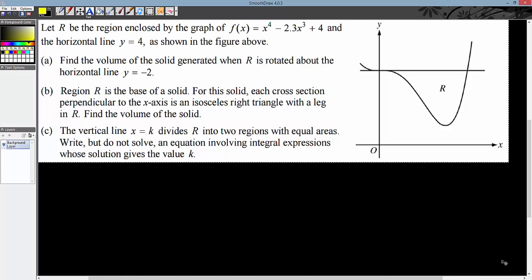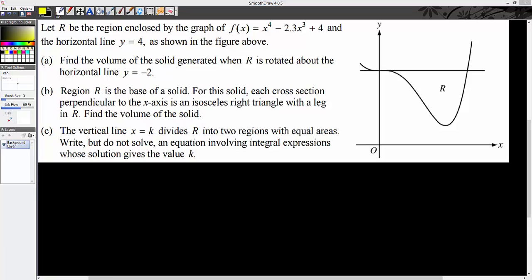Let's do some revolutions of solids and areas and volumes and more cool stuff. So this is question 3. Let R be the region enclosed by that graph and y equals 4. Here's the picture for you. And so they want you to find the volume of the solid when R is rotated about the horizontal line y equals negative 2. So here's what we're going to do.